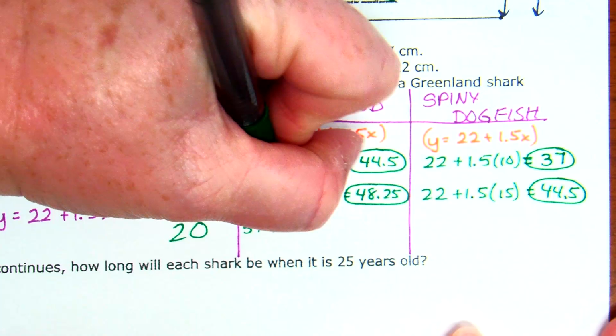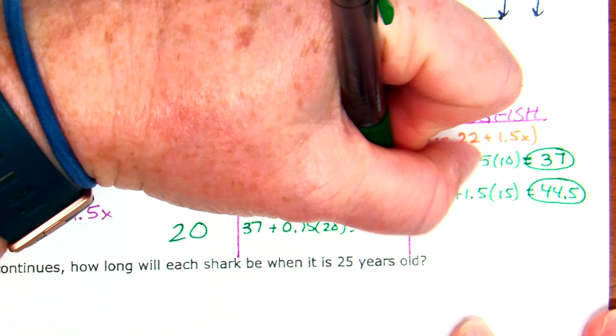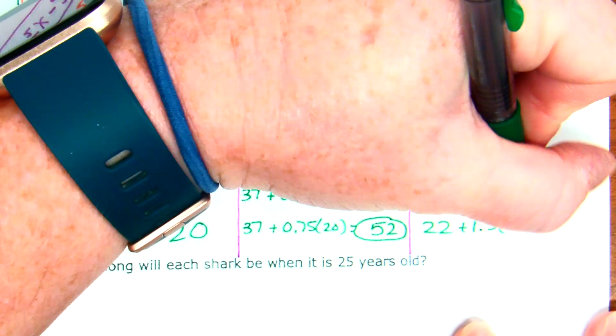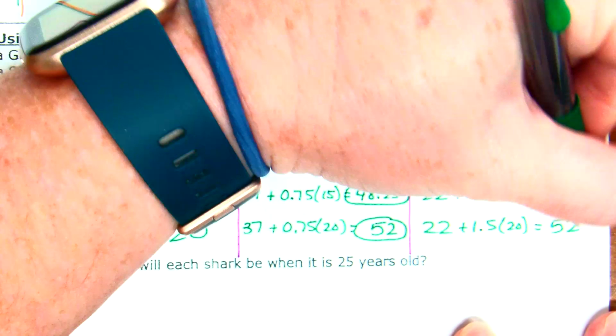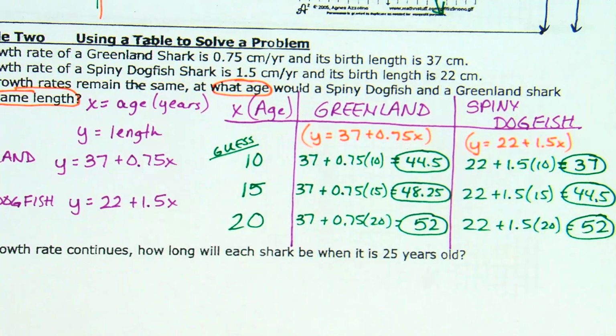Okay, so if we do 20, 0.75 times 20 plus 37. 52. Okay, 22 plus 1.5 times 20. 52. Just like I said. I have to write it down. Now, is it always going to work out to a nice, neat round number like 20? Absolutely not, but it did in this case. And this is where you adjust your guesses, and obviously the calculator is helping you along.